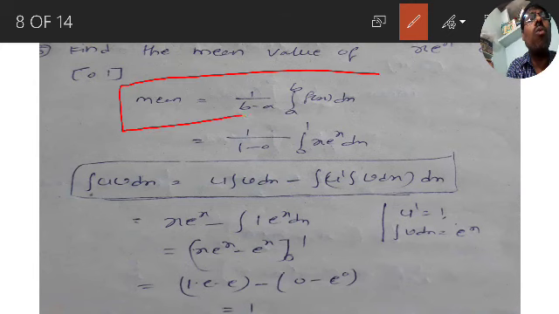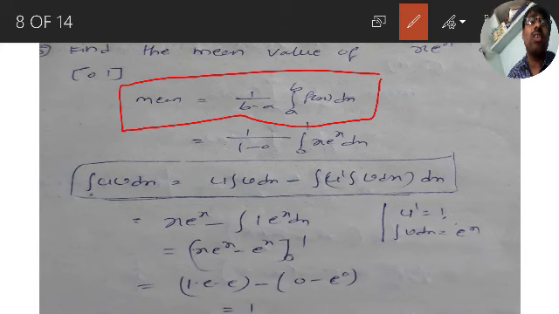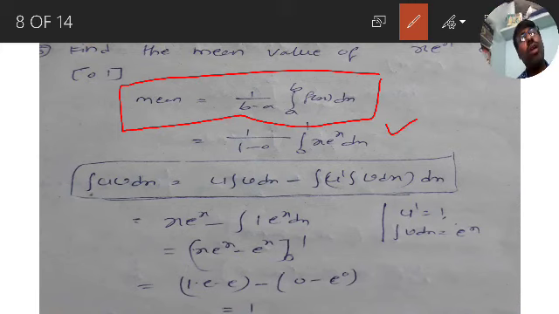Mean is equal to 1 by b minus a integration a to b f of x dx. So what is it? b is equal to 1, a is equal to 0, and f of x equal to x into e power of x. Substitute. So 1 by 1 minus 0 integration 0 to 1 x into e power of x dx.